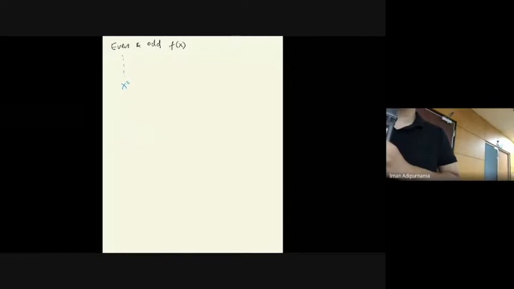We call x squared is even. We call x cube is odd. And do you know what's the difference between even and odd? Why we need to make difference in even and odd? Not really, not really.